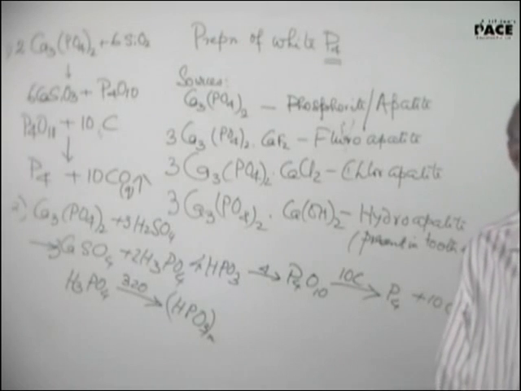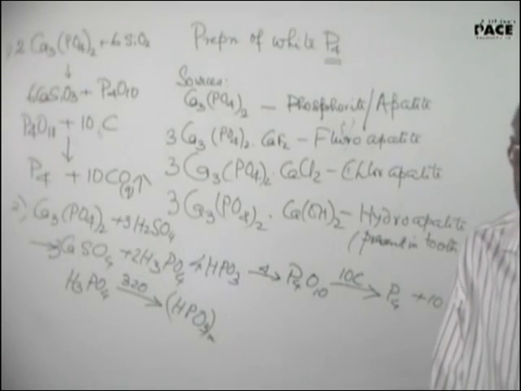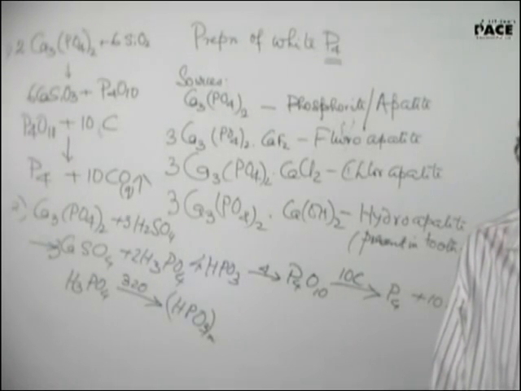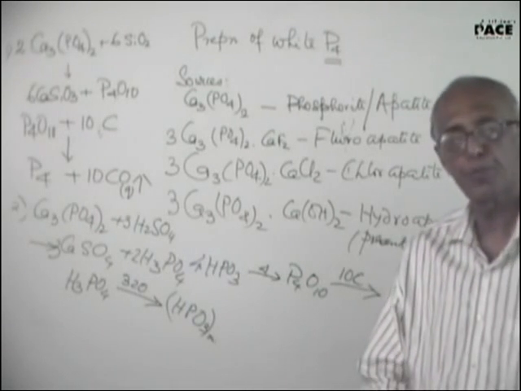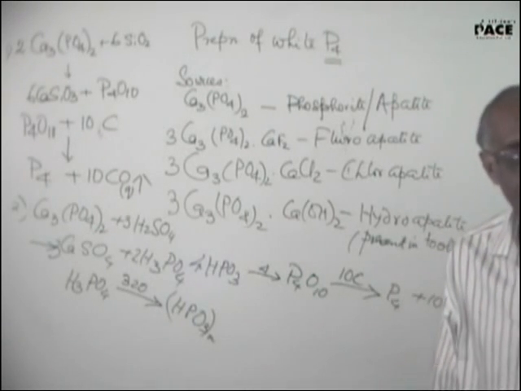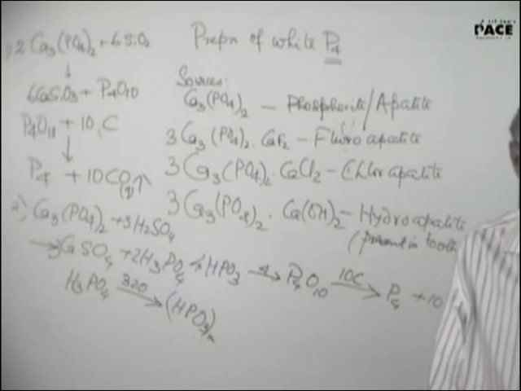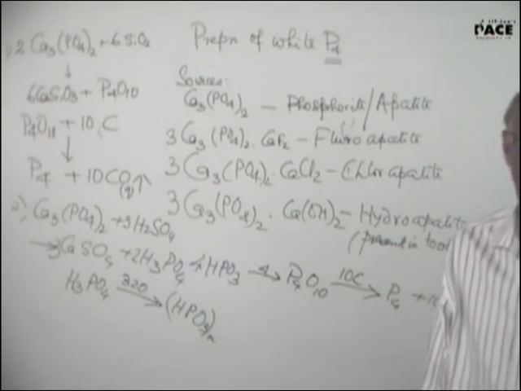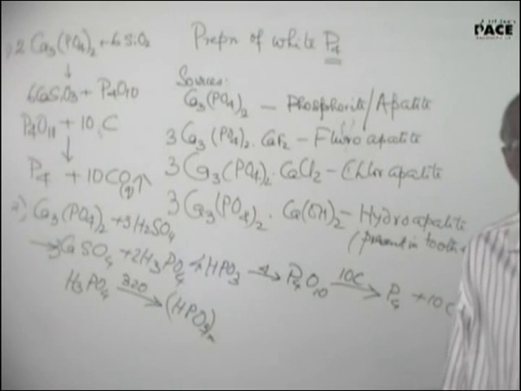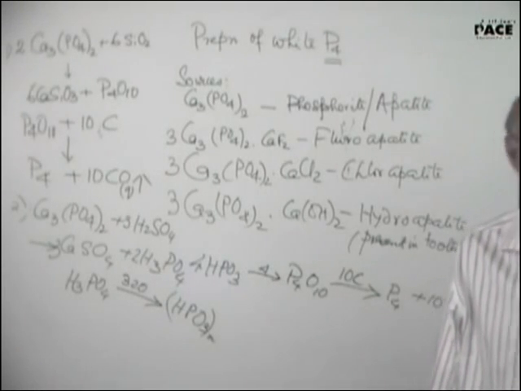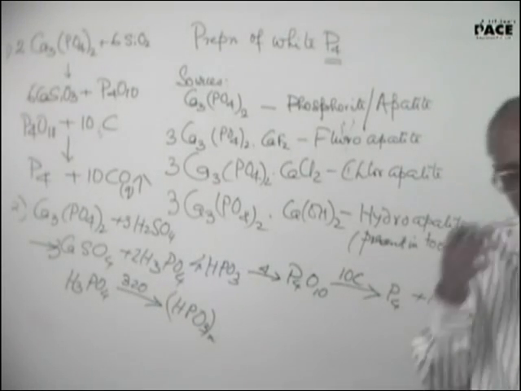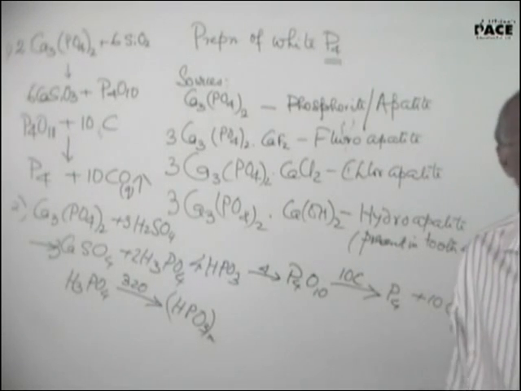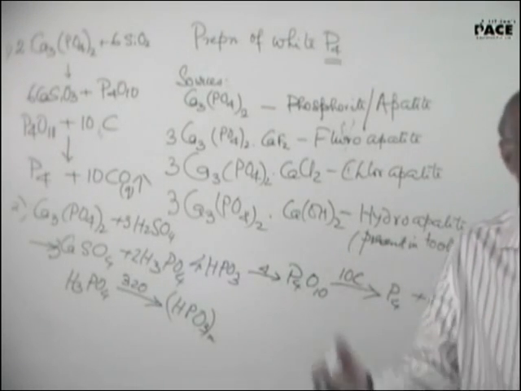Calcium phosphate, which is called phosphorite or apatite, and 3 moles of calcium phosphate with 1 mole of calcium fluoride is called fluoroapatite. With 1 mole of calcium chloride it is called chlorapatite, and with 1 mole of calcium hydroxide it is called hydroxyapatite. And hydroxyapatite is found in our tooth enamel.